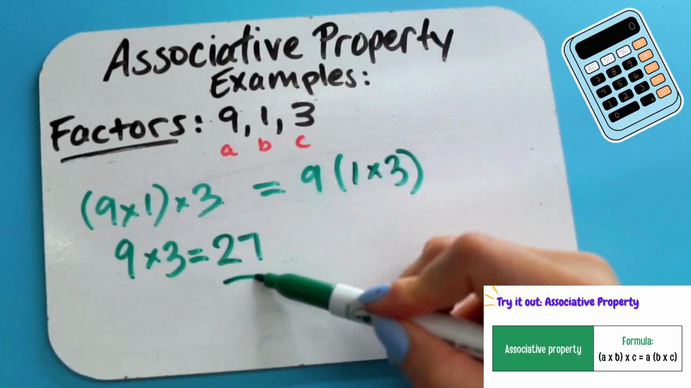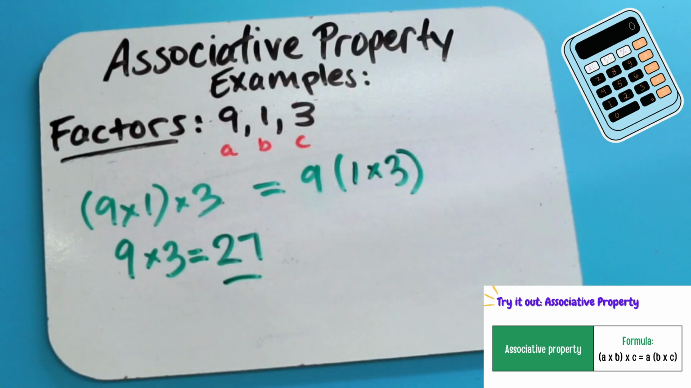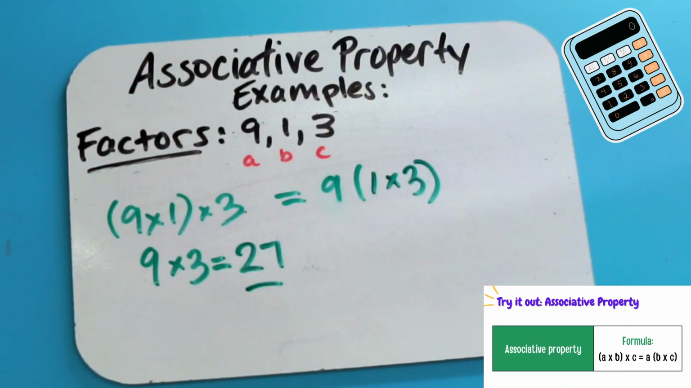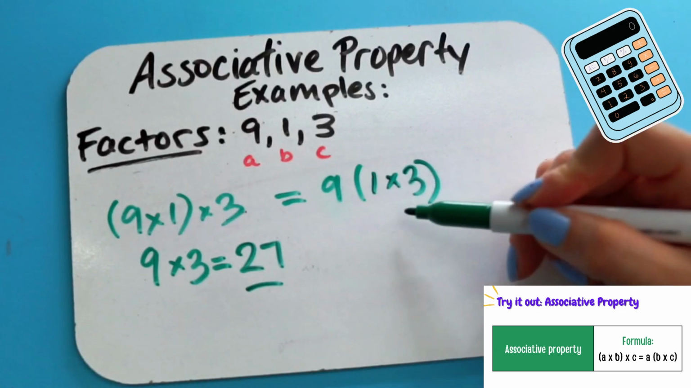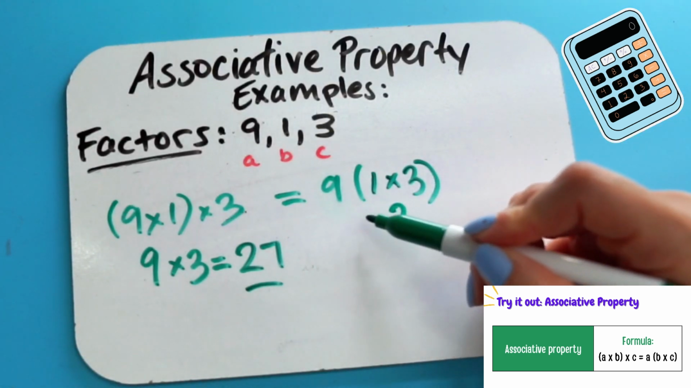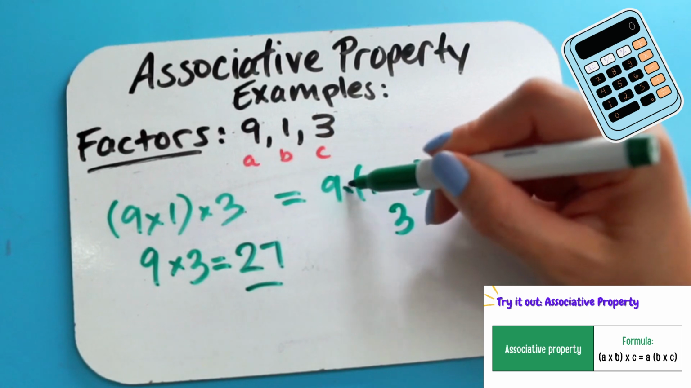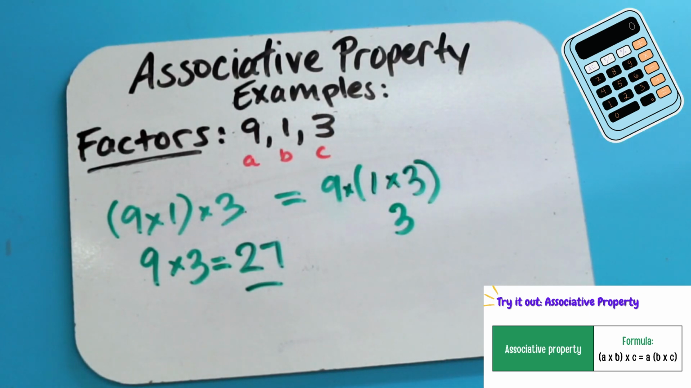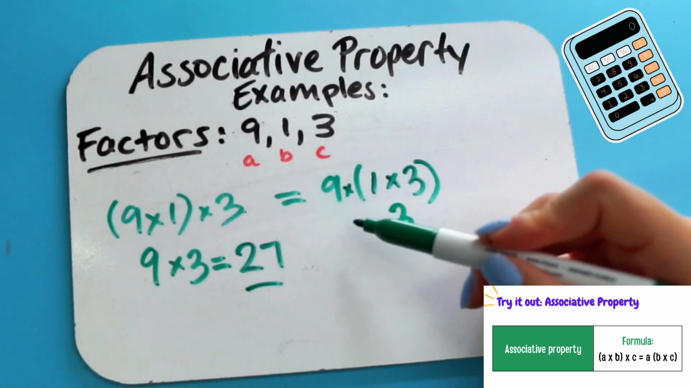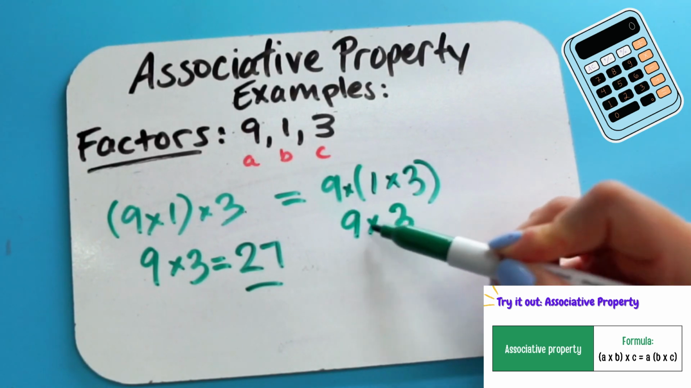Okay, so let's see if on the right it is equal to the same product. So we know that we're going to work out the operation inside the parentheses first. So we know that 1 times 3 is equal to 3. And let me put my little multiplication symbol here. It's just for clarity purposes. So we know that 9 times 3 is equal to 27.